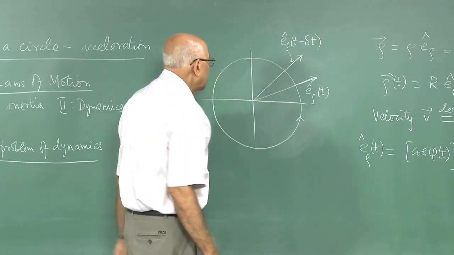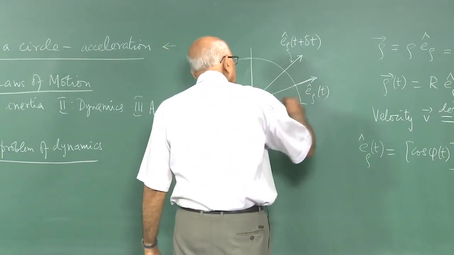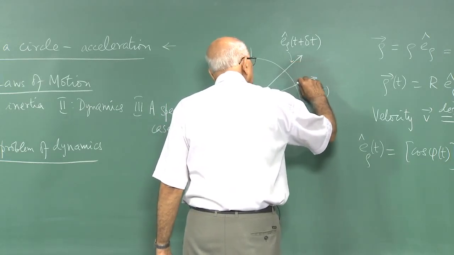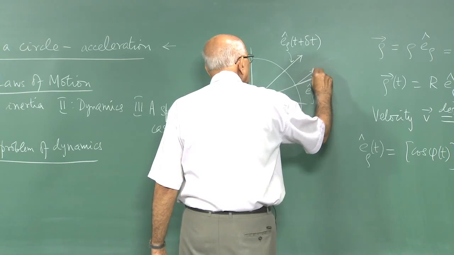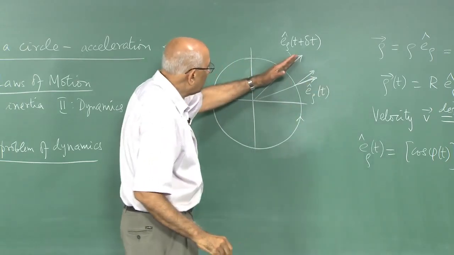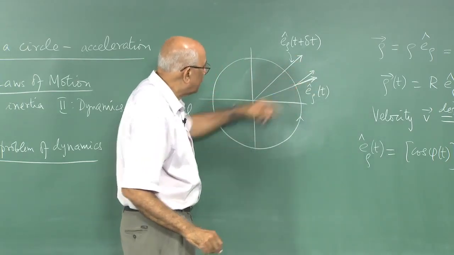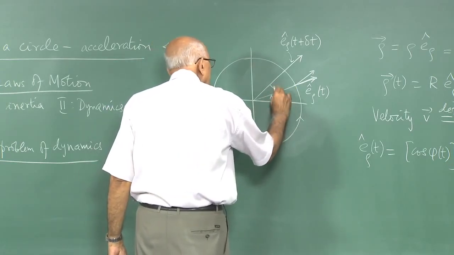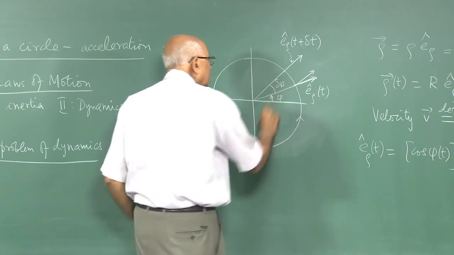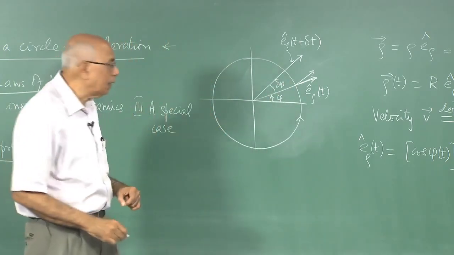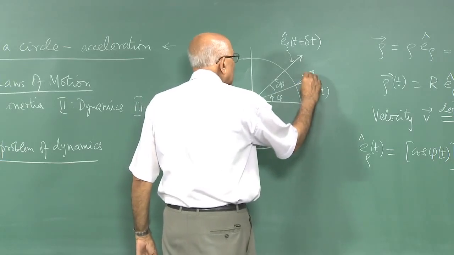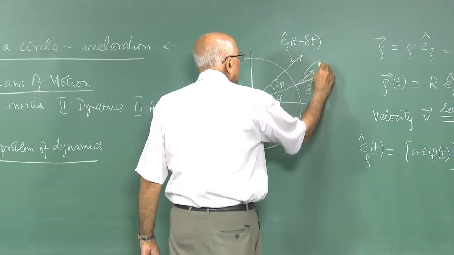And what we need to do to find the change in the vector is to translate this vector parallel to itself, make it parallel to its original, and bring it to this point here, and since this angle is phi and that angle is delta phi, the incremental increase in phi, by the law of corresponding angles, this angle is also equal to delta phi.